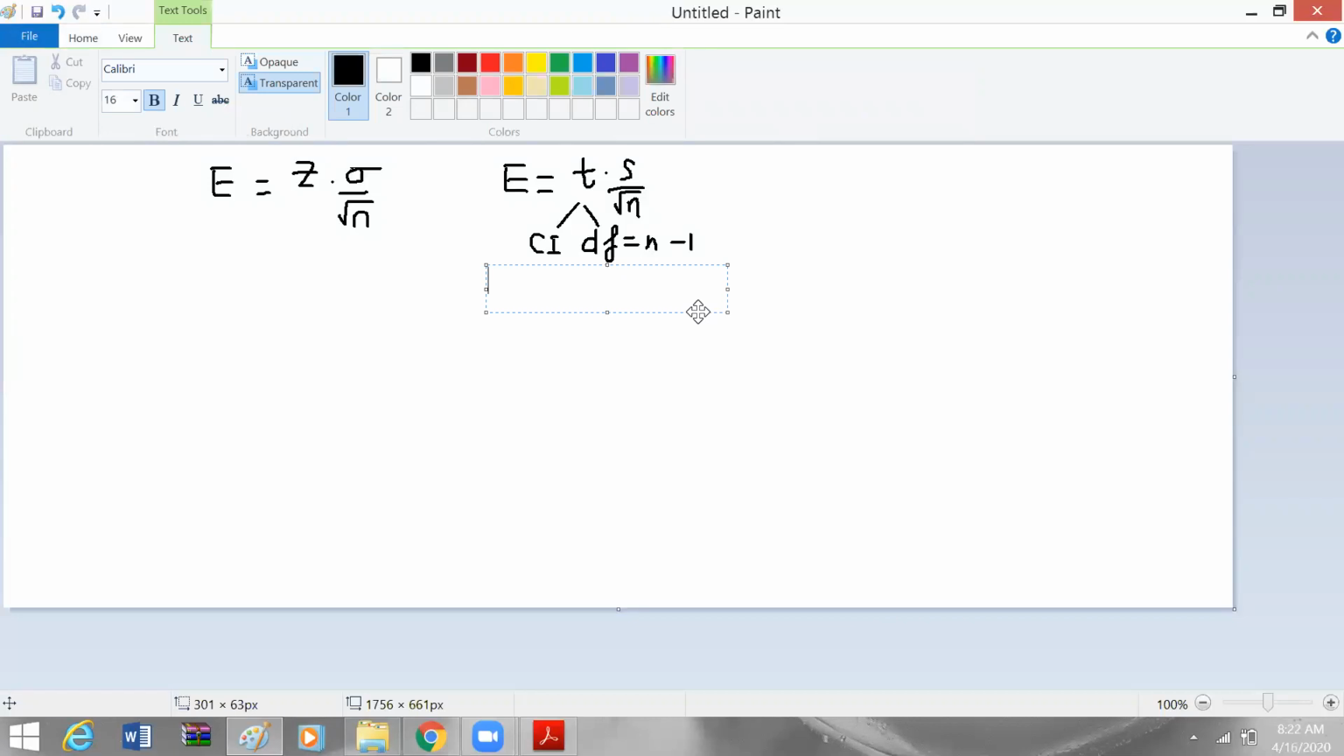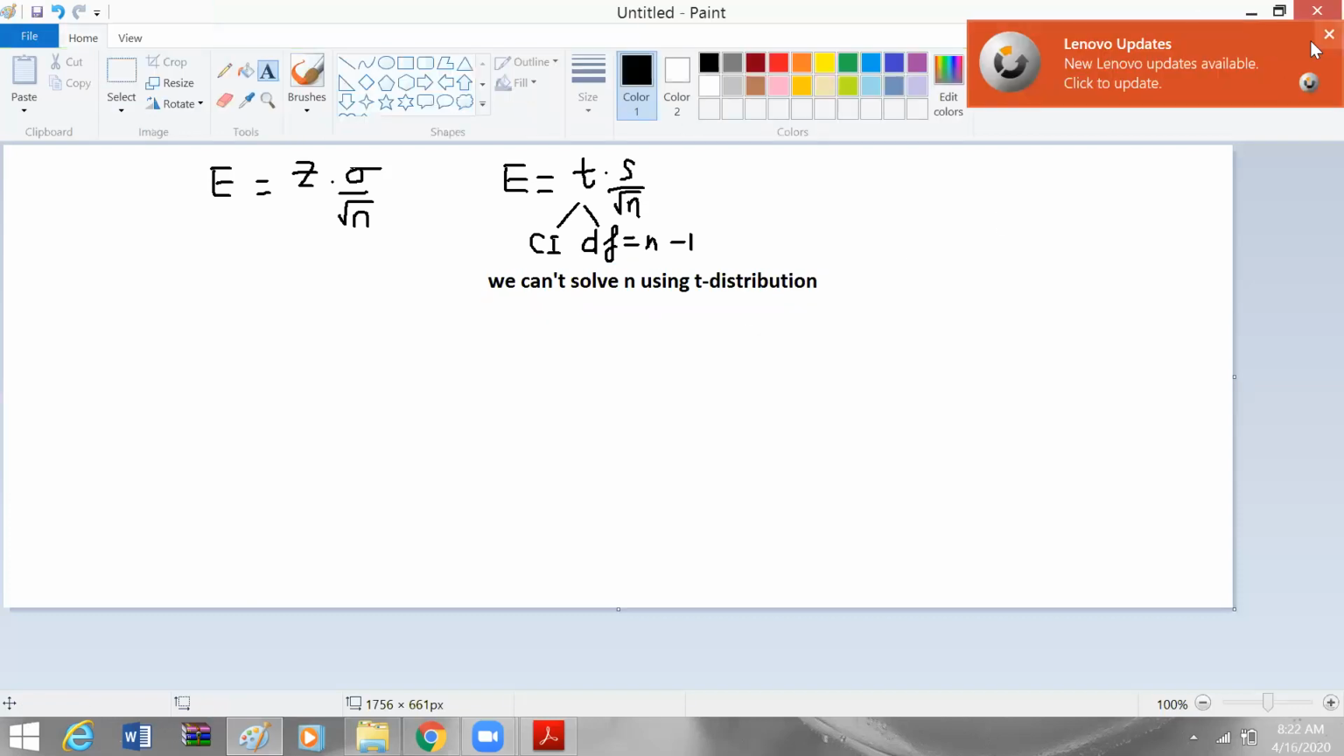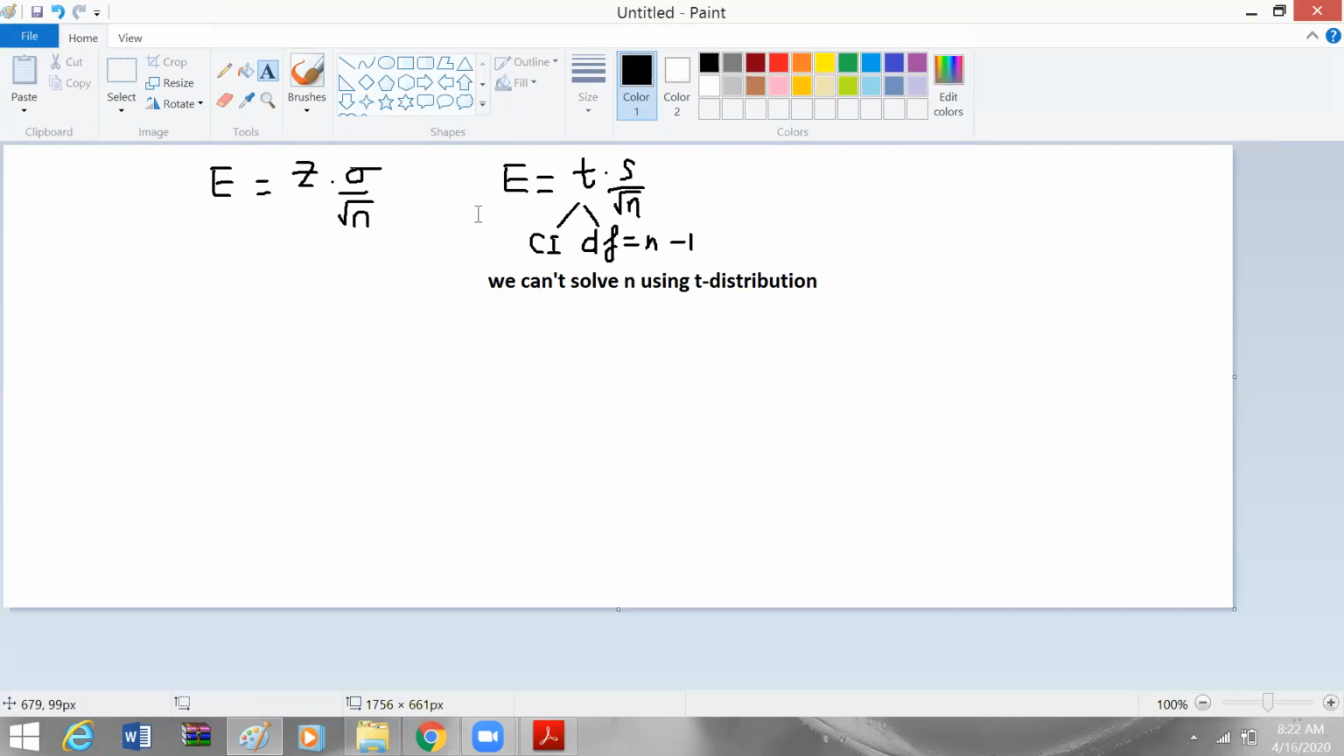Okay, so for that part, we can't solve using the t distribution. This is really important because the t depends upon the degrees of freedom, right? So the confidence interval is how we set them up. This is not going to be a big deal, but what I'm saying is that we only use the first form to solve for n.